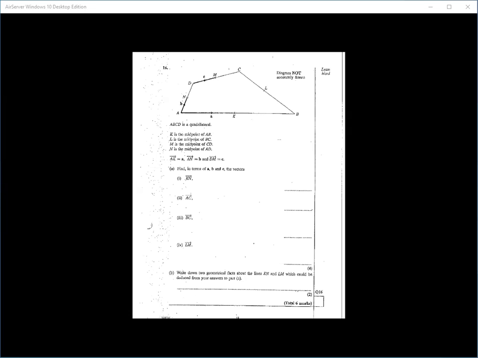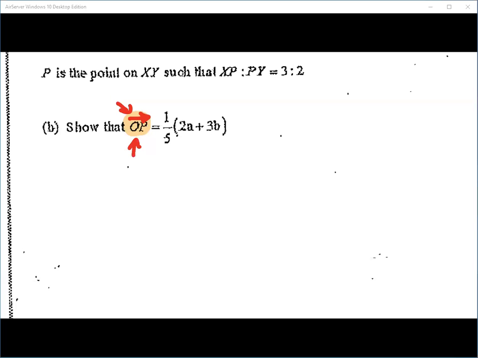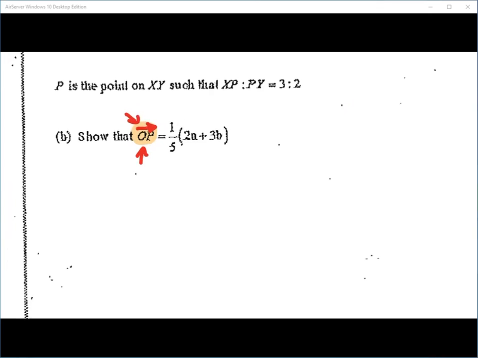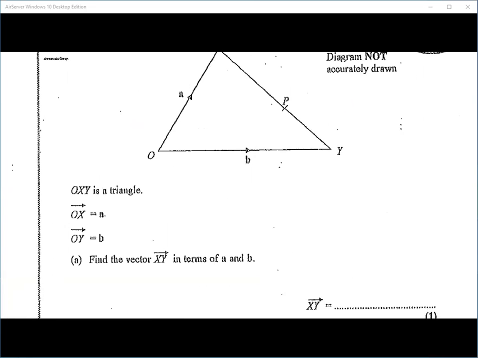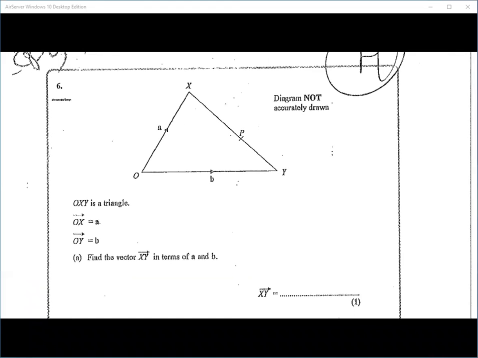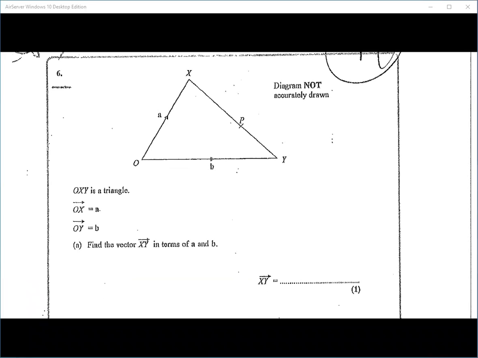I'm just going to pause the recording here. So what you're doing here for the show that question is you just work it out and make sure your answer matches the answer, and it's done. So I did X to Y. Let's start with the first question and go over this.